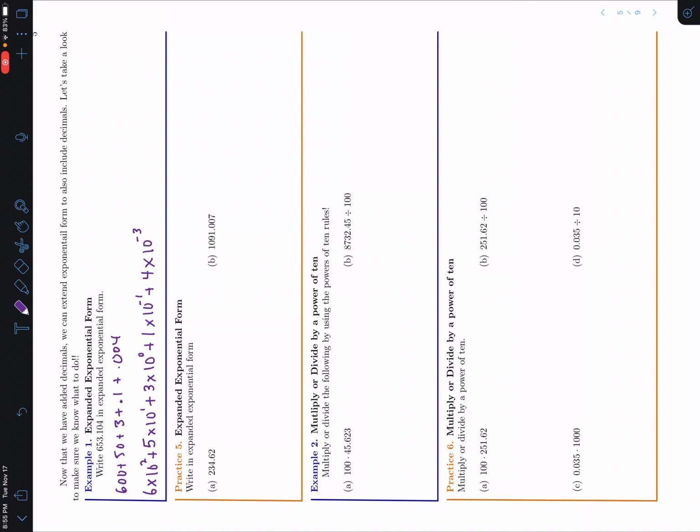So notice I skipped negative 2 because there was a 0 in that spot. But if you wanted to, you could have written plus 0 times 10 to the negative 2. And that would have been totally fine also. So this is what we're looking for when we're trying to get expanded exponential form. All right, so you work on practice 5 real quick. And then when you're done, unpause the video. And then we'll talk about how to multiply or divide by a power of 10.